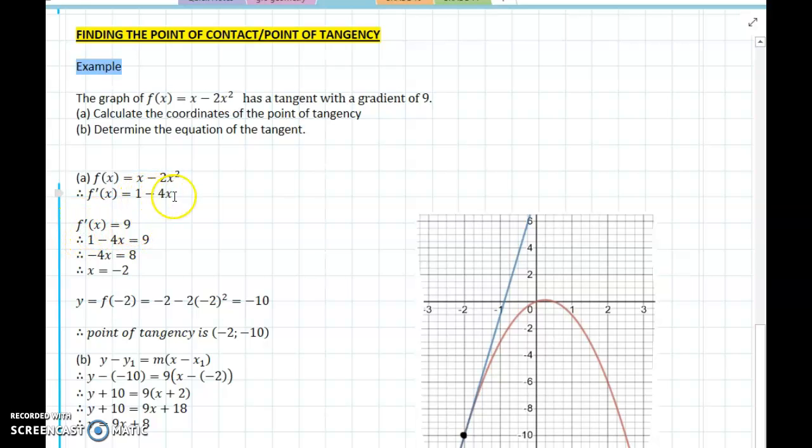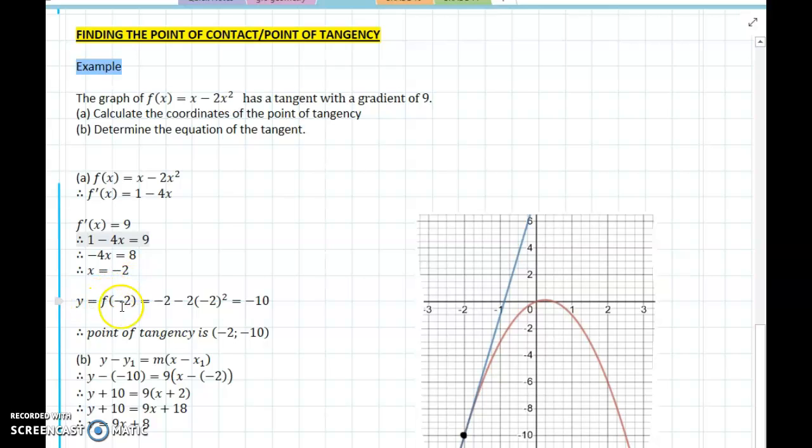So 1 minus 4x, that's the gradient anywhere. We're looking for the x value when it's equal to 9. Now we're going to solve for x. So here you've got 1 minus 4x is equal to 9. The gradient is equal to 9. So subtract 1 on both sides, and you get negative 4x equal to 8. Divide by negative 4, and therefore x is equal to negative 2. So that is the place on the curve where the gradient is equal to 9.